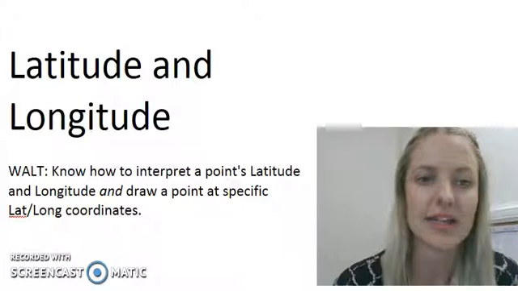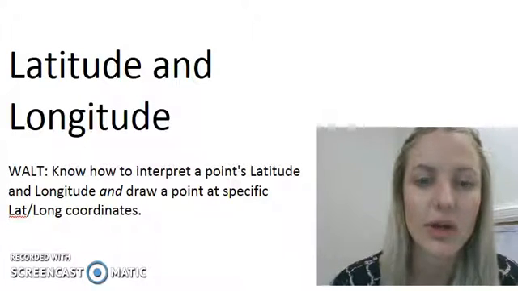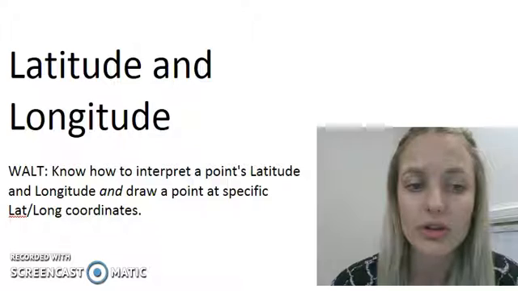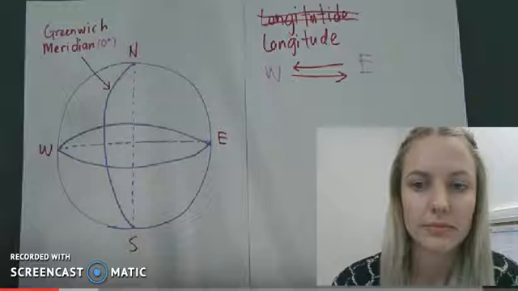The topic of today's lesson is latitude and longitude. We are learning to interpret a point's latitude and longitude, and also, if we are given latitude and longitude coordinates, we want to be able to draw that point on a map.